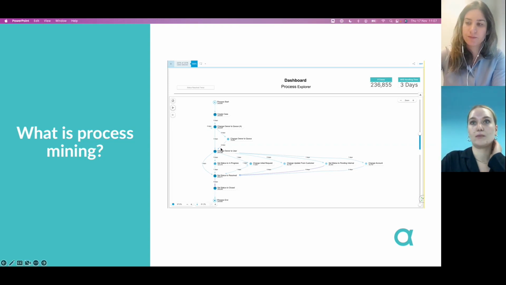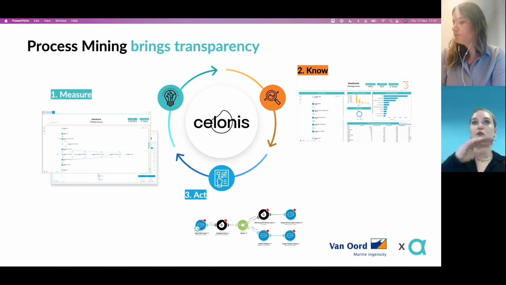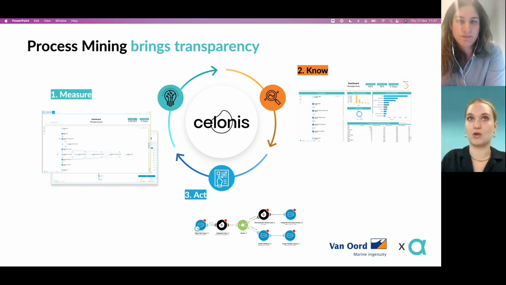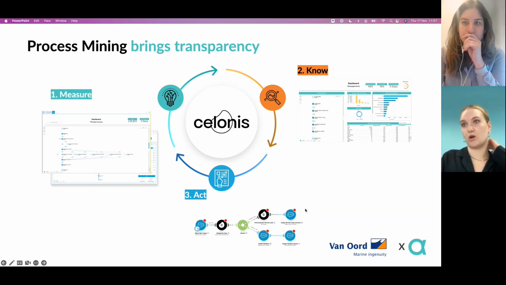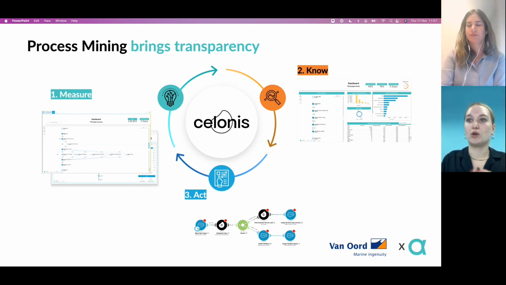Yeah, process mining brings transparency. We can see everything that happens in your process. And so we follow this measure, know, act loop, where process mining first shows you how your process looks like. We can measure what's going on. We can see the throughput times. We can see the deviations. We can see on-time payment rates. We can see all sorts of different things. So this is then when we go into knowing. We know what happens in our process. We know where it's going wrong, and we can focus. And then we act. So in Celonis, we can also create automations and not only spot your inefficiencies, but take action and improve your process.